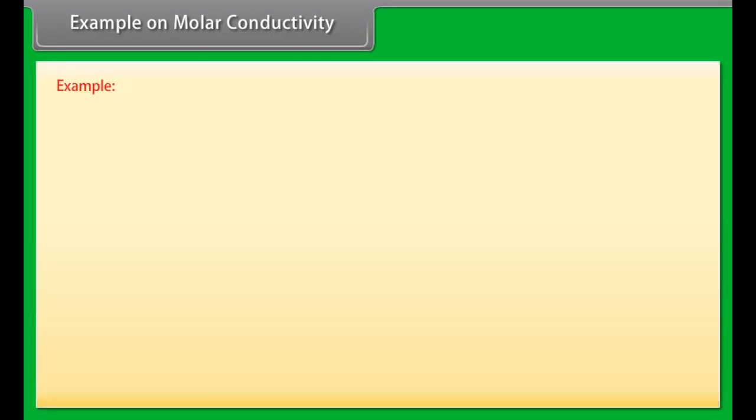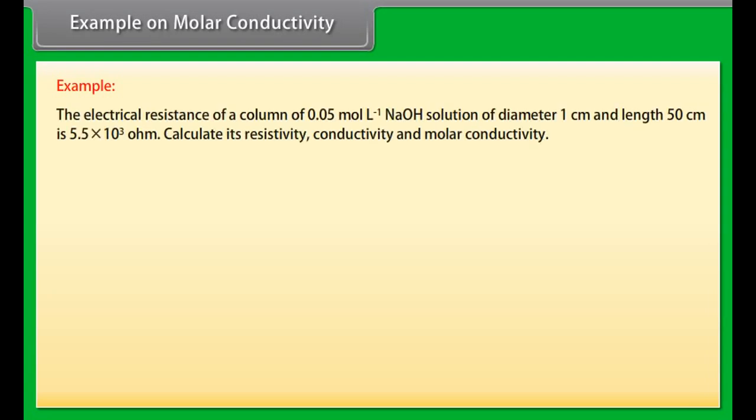Example on molar conductivity. Let's take an example of molar conductivity. The electrical resistance of a column of 0.05 mole per liter NaOH solution of diameter 1 centimeter and length 50 centimeter is 5.5 into 10 raised to the power 3 ohm. Calculate its resistivity, conductivity and molar conductivity. Let's see the solution. Here the given values are R is equal to 5.5 into 10 raised to the power 3 ohm, C is equal to 0.05 mole per liter, r is equal to 0.5 centimeter, L is equal to 50 centimeter.